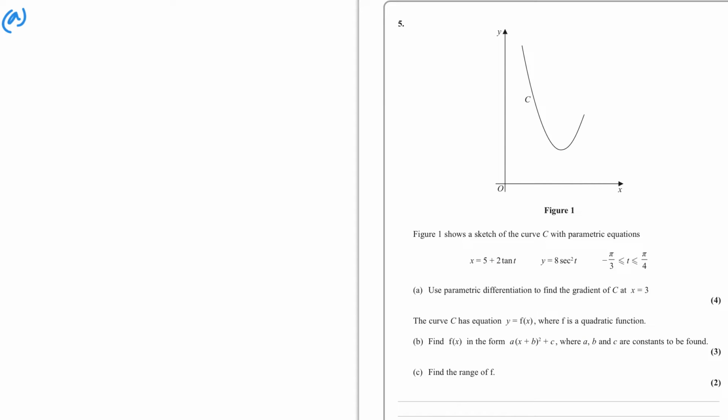So we need to use parametric differentiation to find the gradient. So if I think of my x equals, that's 5 plus 2 tan t. And differentiating this is dx by dt. The 5 is going to go, and tan differentiates to sec squared.